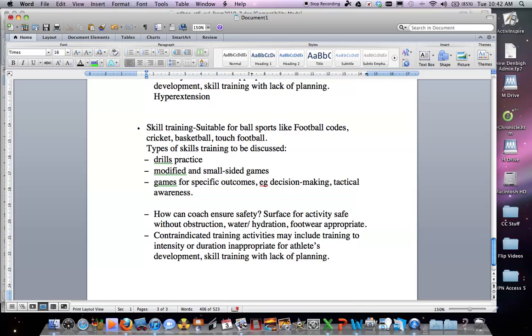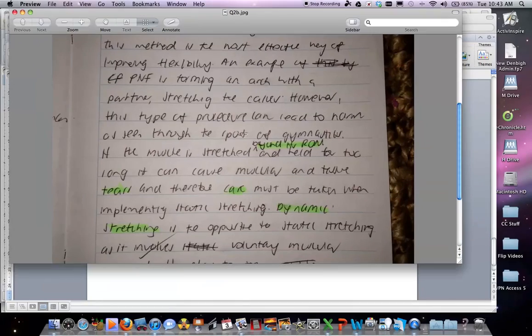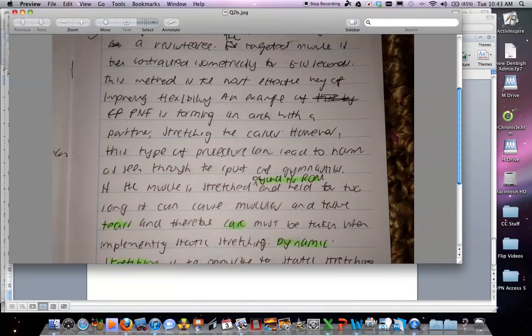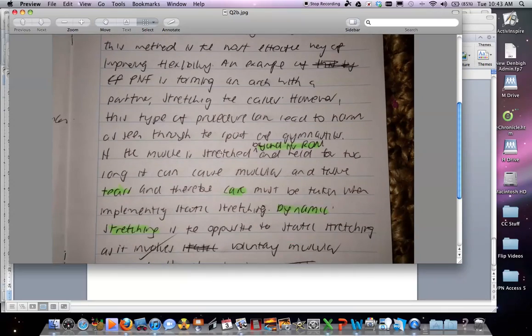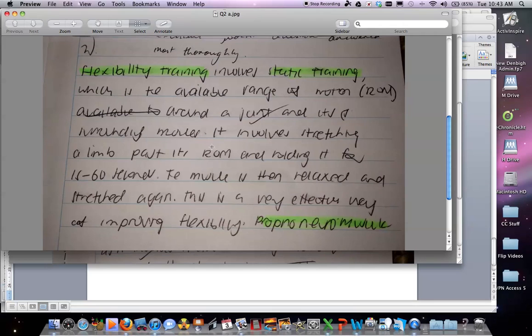Now, just to sum up, all of those five areas could have been discussed. You needed to choose one of them, and you needed to discuss it in relation to what it is, how it improved performance, and what the methods are. And then finally, you needed to talk about the safety aspects. An example of an answer who did that very well was this one here. If we look at this answer, they've chosen to do flexibility training.